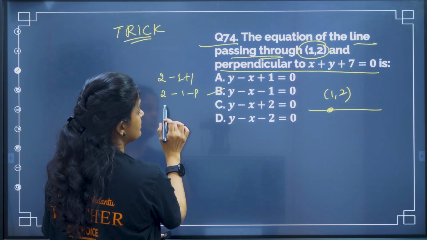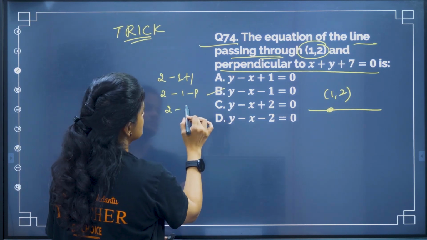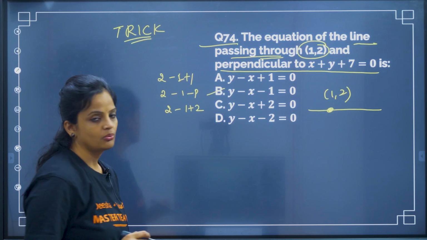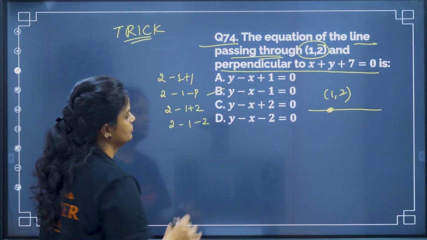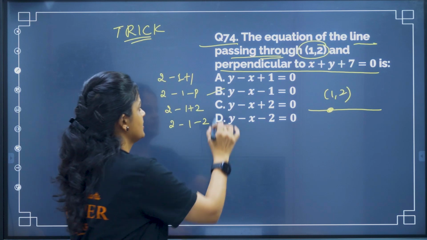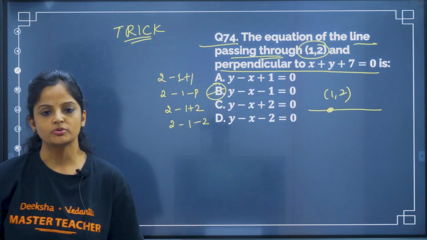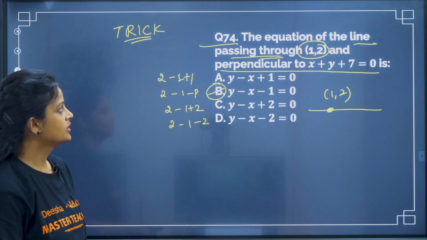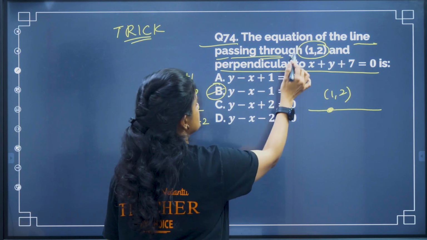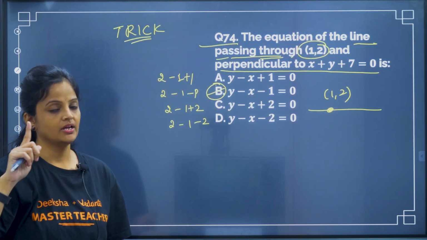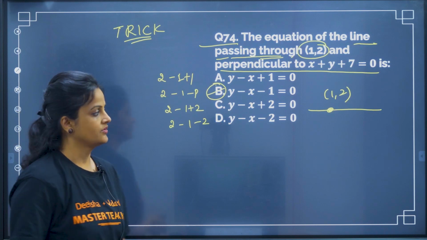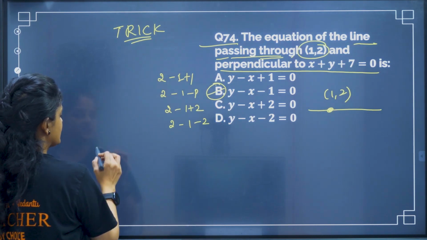Put it in the third one, 2 minus 1 minus 2. None of the answers are correct except option B in this. If multiple answers are there, then this method is not valid at that time. So that is the best way to do it. Whenever passing through is there, take that point and put it in the answer. Okay, that is one way. What if multiple options are right? Then you go with this other trick.